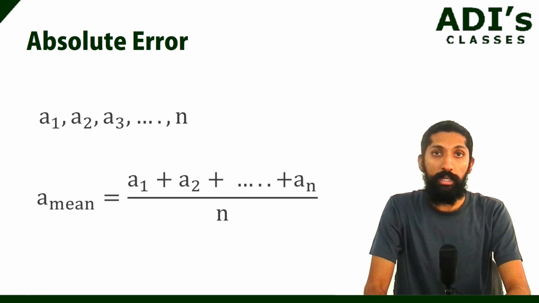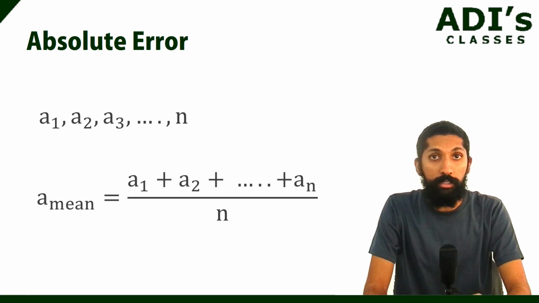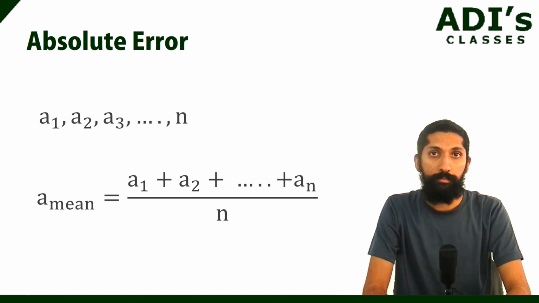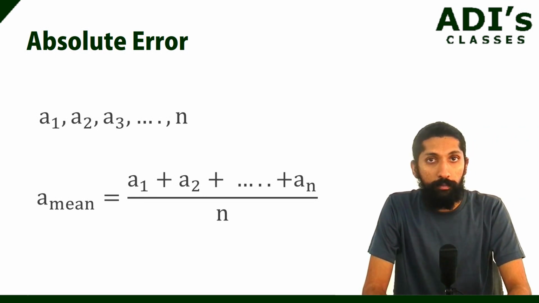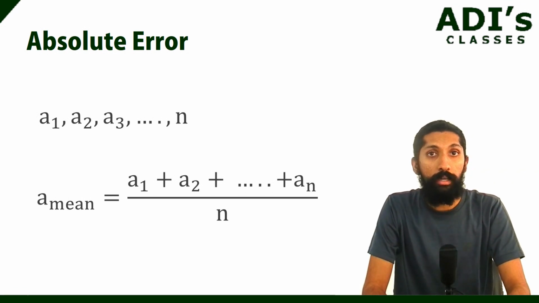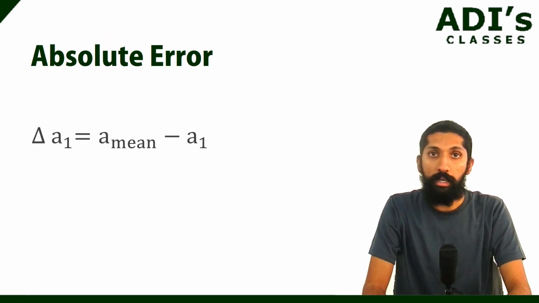Now let's take the difference between the given value and the mean value. Let's call it delta A1. Delta A1 is so much, delta A2 is so much. Likewise, you can get till delta An, isn't it?